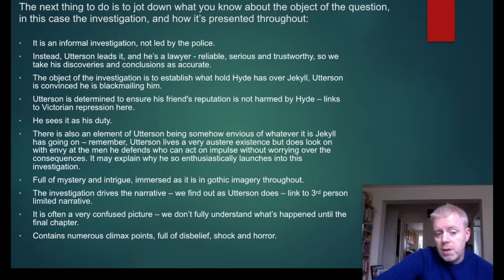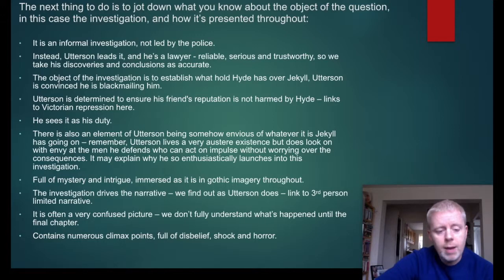The investigation is full of mystery and intrigue, immersed as it is in Gothic imagery throughout. Look at the role of the fog, for example. The investigation drives the narrative. We find out as Utterson does. So it's linked to third-person limited narrative, as I've already just mentioned. It is often a very confused picture. We don't fully understand what's happened until the final chapter.